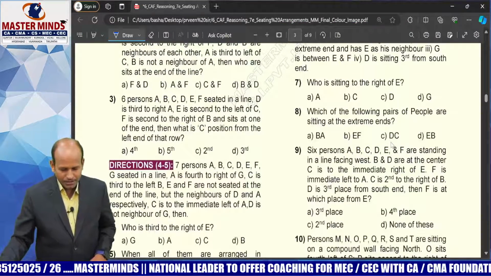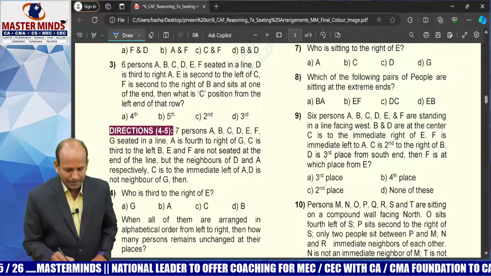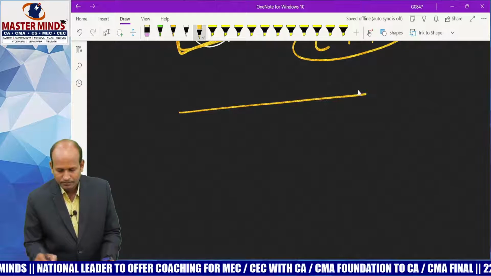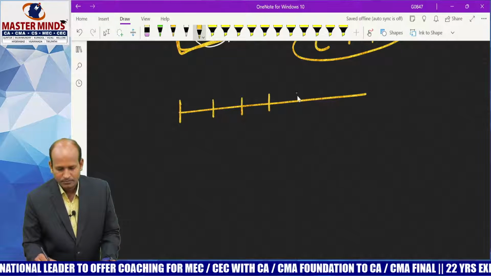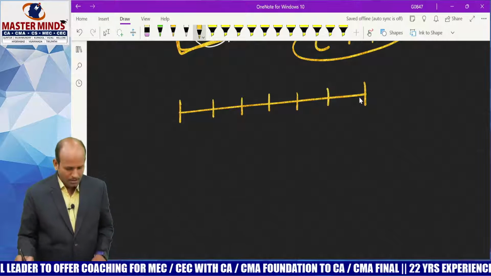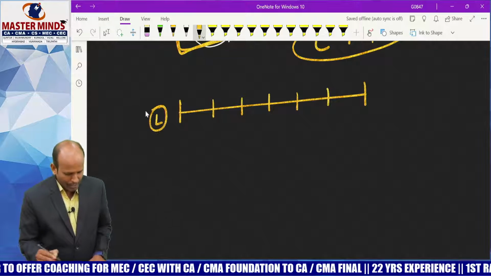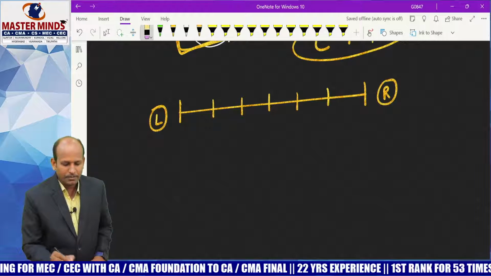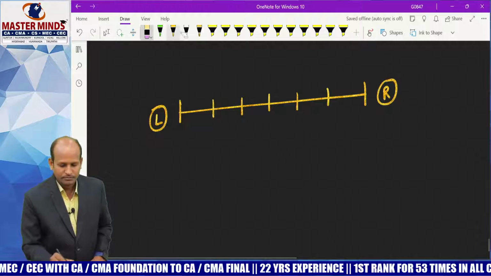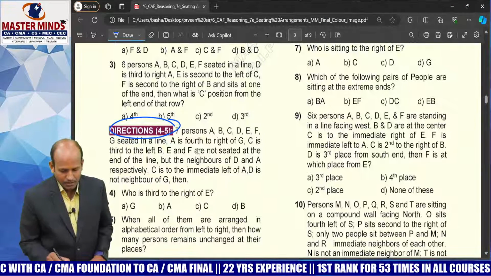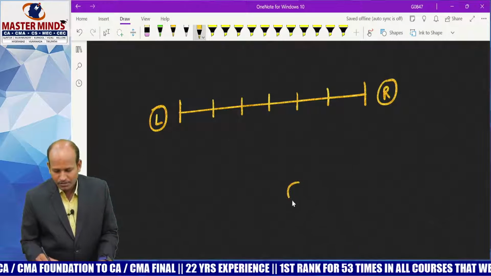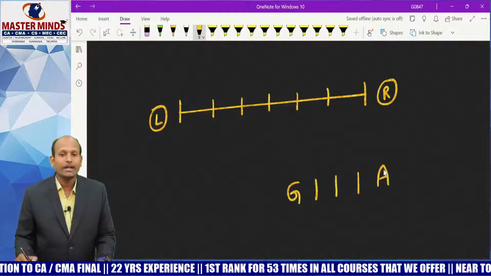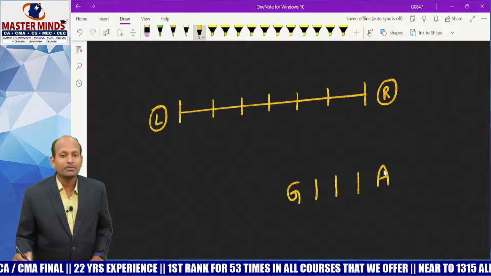So let me take another question. Suppose questions 4 to 8. Total 7 members we have. The first member will be the left end person. The last member will be the right end person. First condition: A is fourth to the right of G. So G, first right, second right, third right, fourth right will be A. That means there are 3 gaps between G and A.